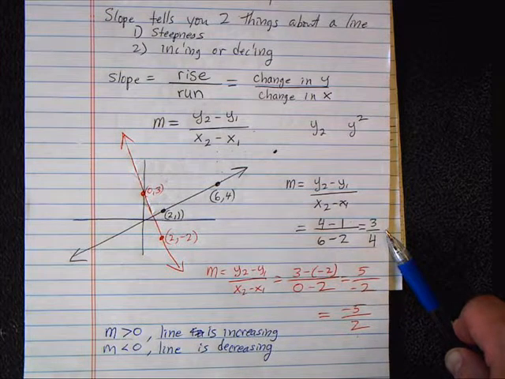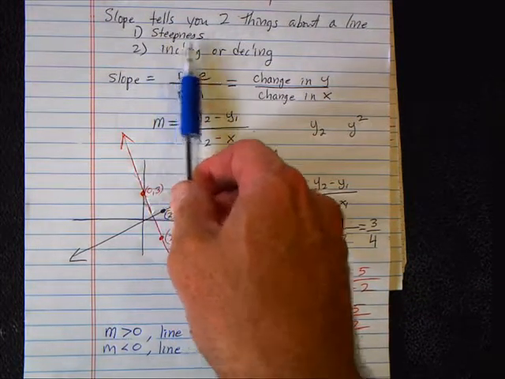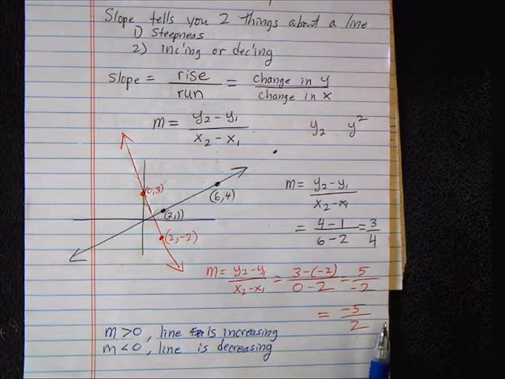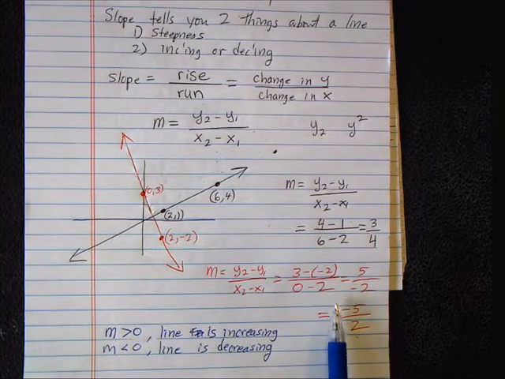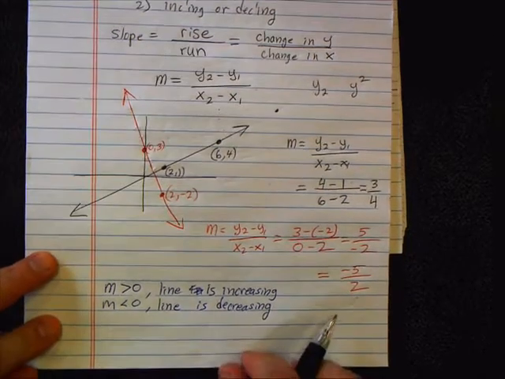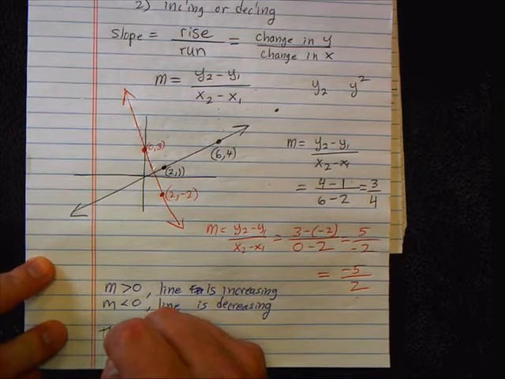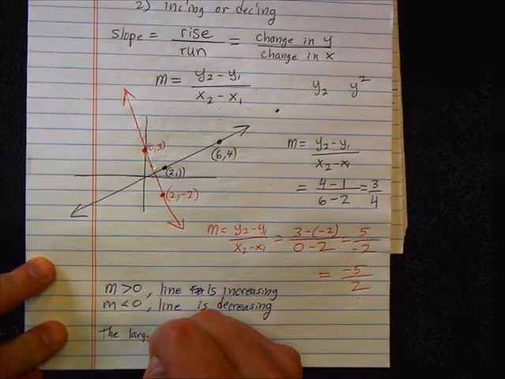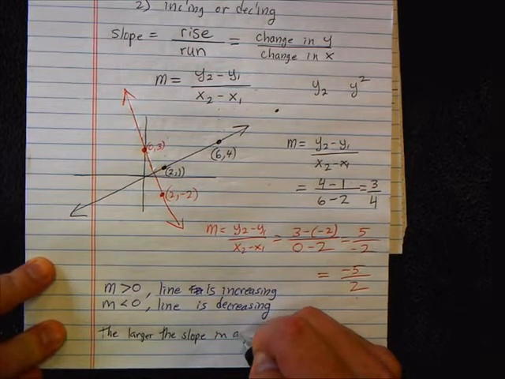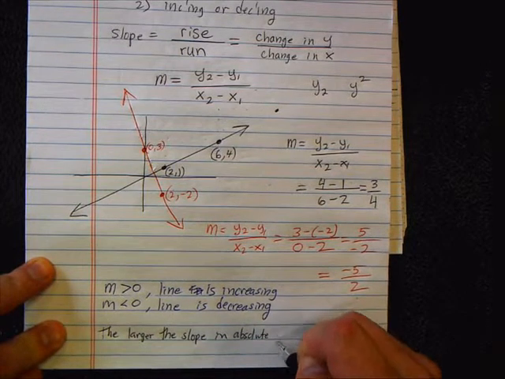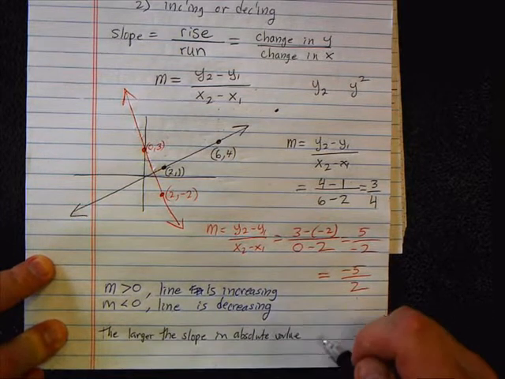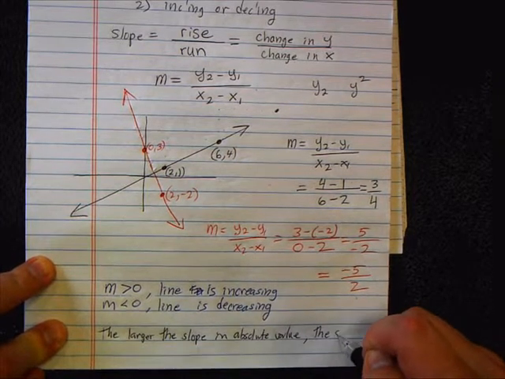All right, so that's what I meant when I said slope tells you about steepness. Forget about the fact that one of them is negative for a minute. That doesn't really matter. You just look at the absolute value of the number. So, the larger the slope in absolute value, and all I mean by that is ignore the minus sign if it happens to be negative. The larger the slope in absolute value, the steeper the line.